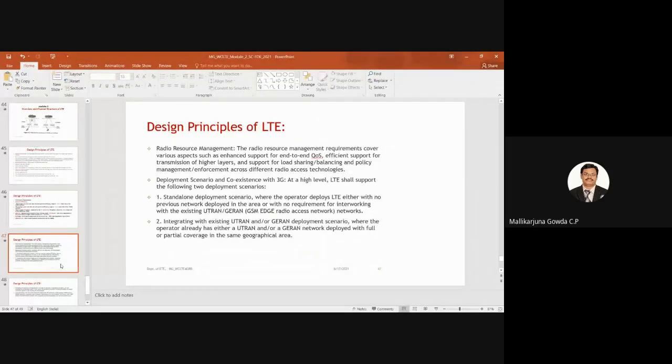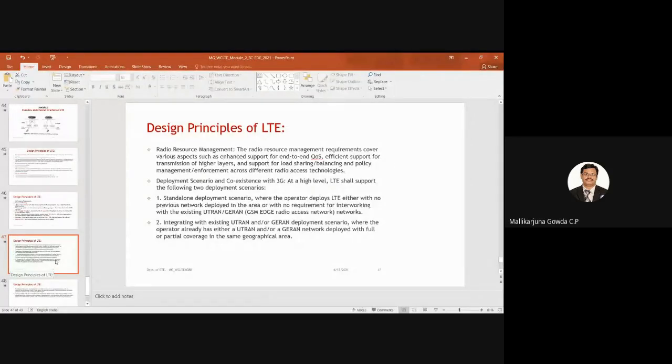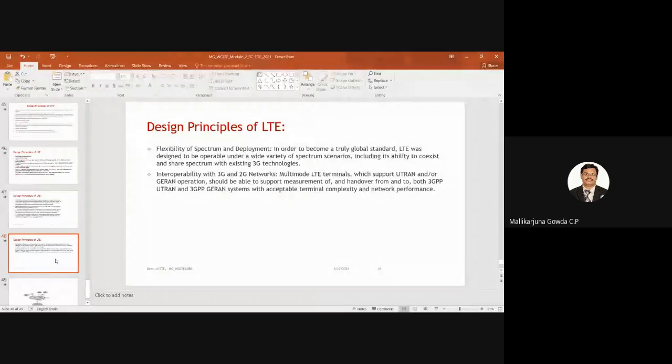Fine. Let me take the next one, which is about the flexibility. I said here there is a flexibility of spectrum usage, from 1.4 megahertz to 20 megahertz, right? With respect to that, it can provide different data rates, that is 1.4 megahertz, 3 megahertz, 5 megahertz, 10 megahertz, 15, and 20 megahertz. These are the different bandwidths it can support. That is what we say is the flexibility of spectrum deployment. Then interoperability with the other versions of the network, that is 3G and 2G.